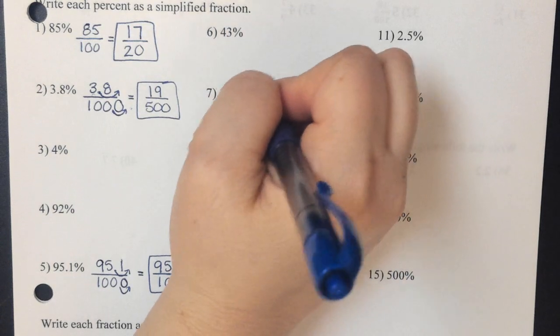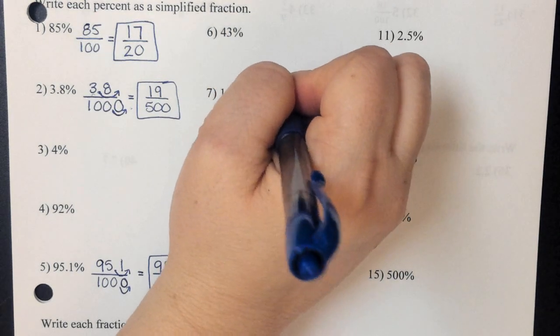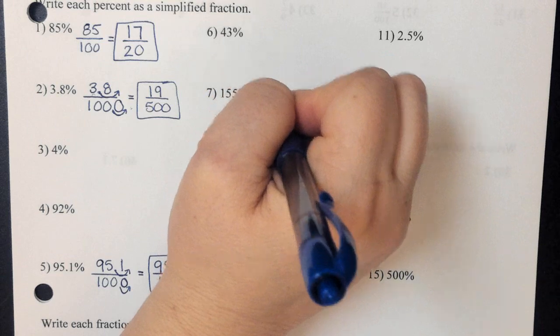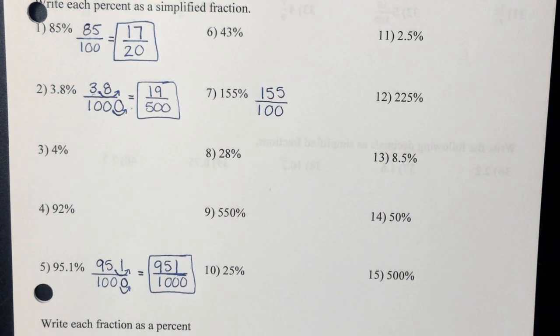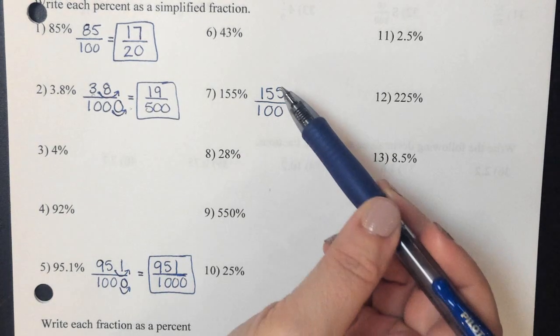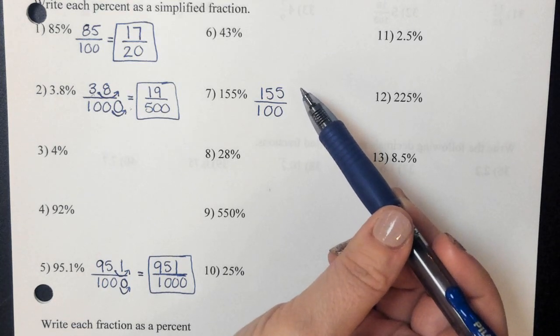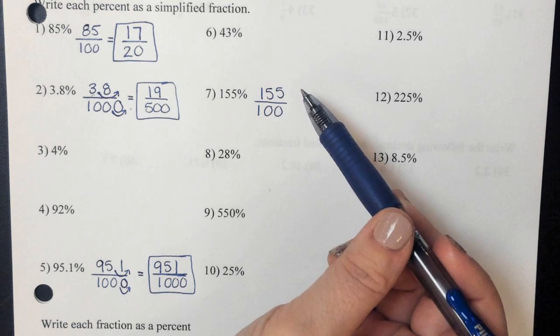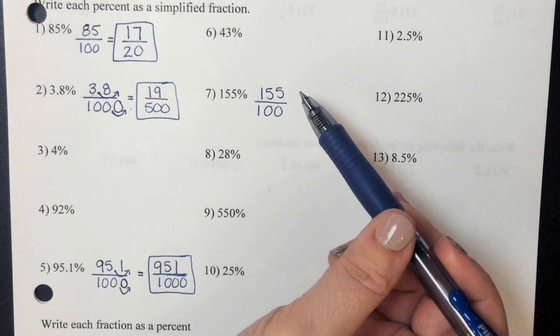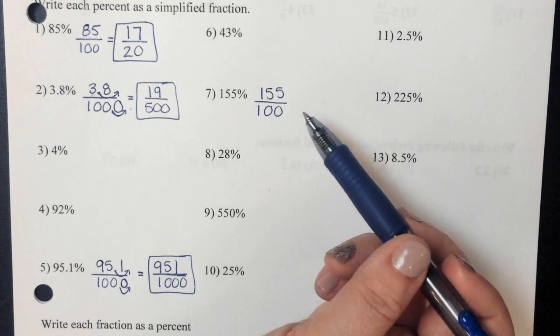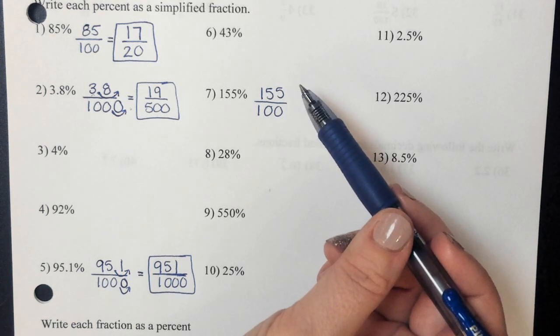So for number 7, I'm going to have 155. What am I going to put on the bottom? 100. Every single time we're starting with that 100. All right. Is there anything wrong with this fraction right now? Chris? The top number is a bigger number than the bottom. That means it's improper. And if it's improper, what do I need to make it? Danny? We are going to need to simplify. But what is it that I need to change improper to? Price? A mixed number.